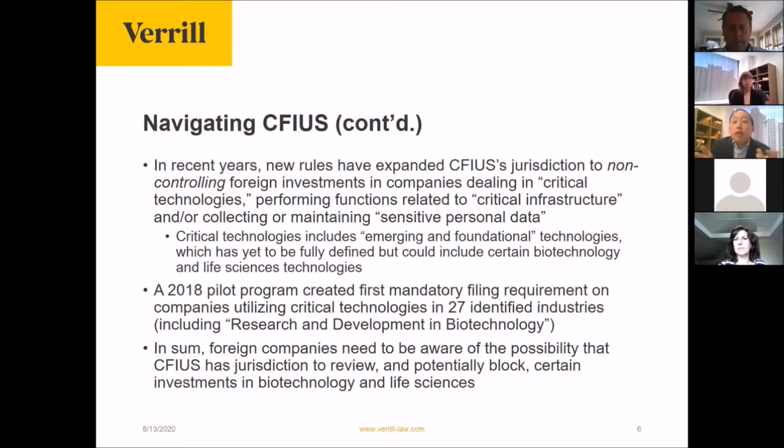So in sum, it's unclear where this will go. There's a lot that needs to still be defined, but I think foreign companies need to be aware of the possibility that CFIUS will have jurisdiction to review, potentially block and impose mitigation measures on, and at best, just delay, right, certain investments in biotechnology and life sciences. And it's clear, I think, that CFIUS is beginning to carefully scrutinize these particular industries.